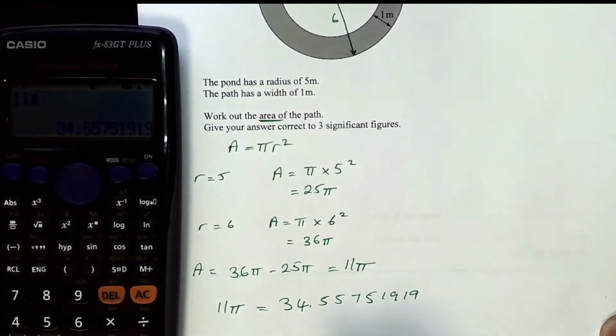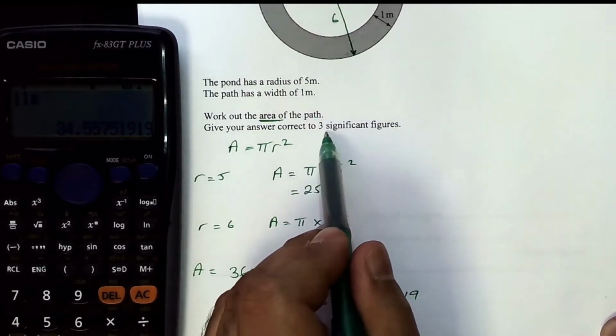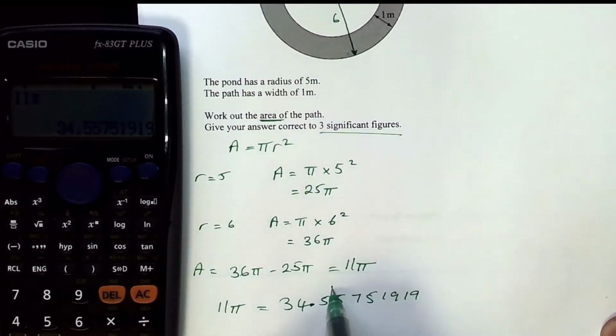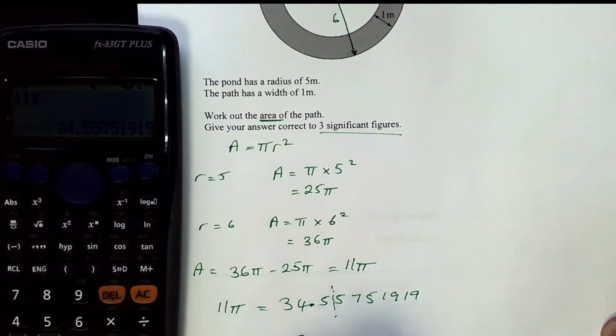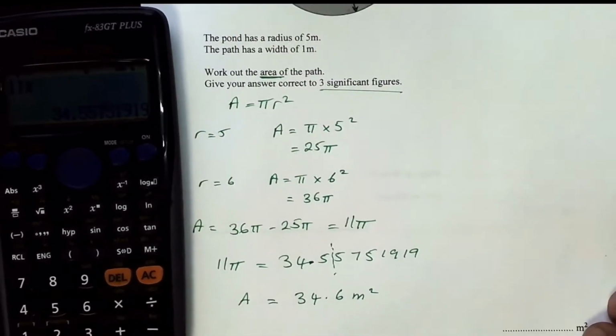34.55751919, and now I'm going to round this up to 3 significant figures, so it's rounded up to there, and now my final answer will become 34.6 meters squared. So that's the area of the path.